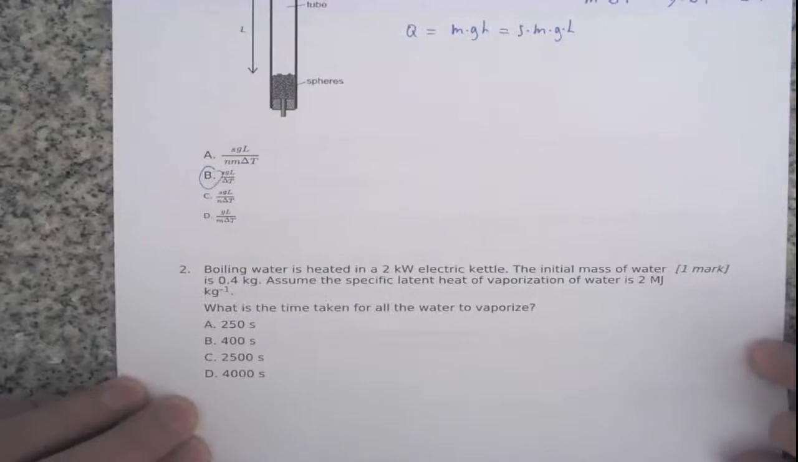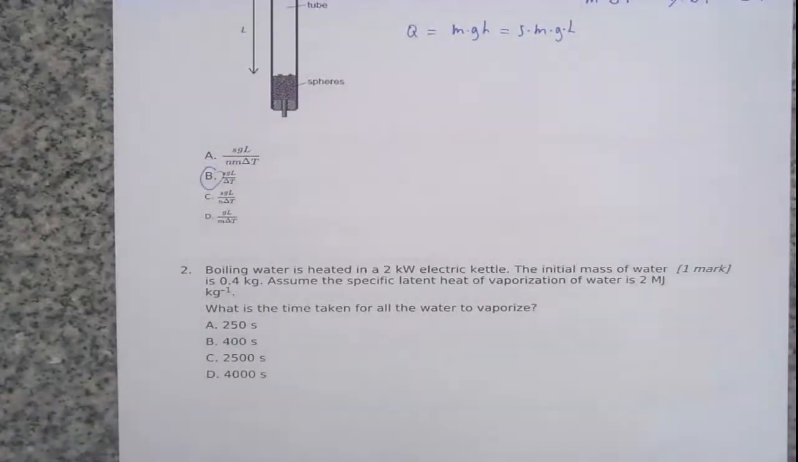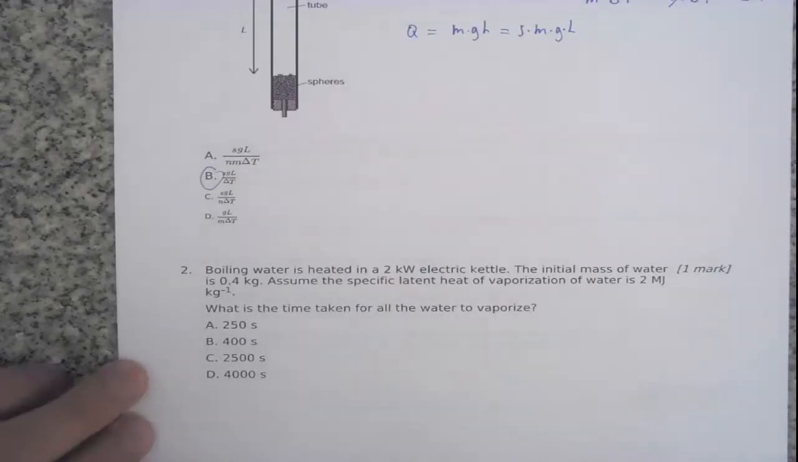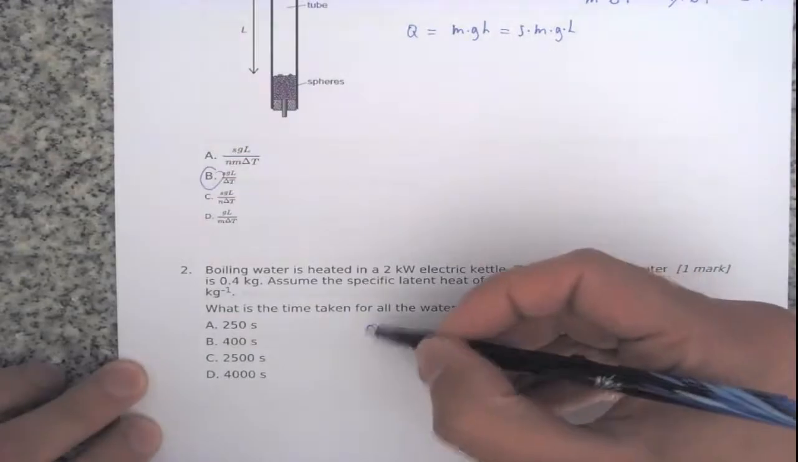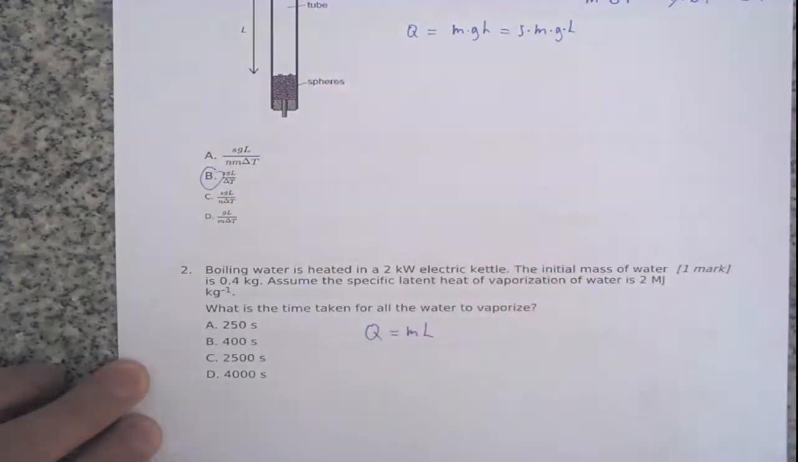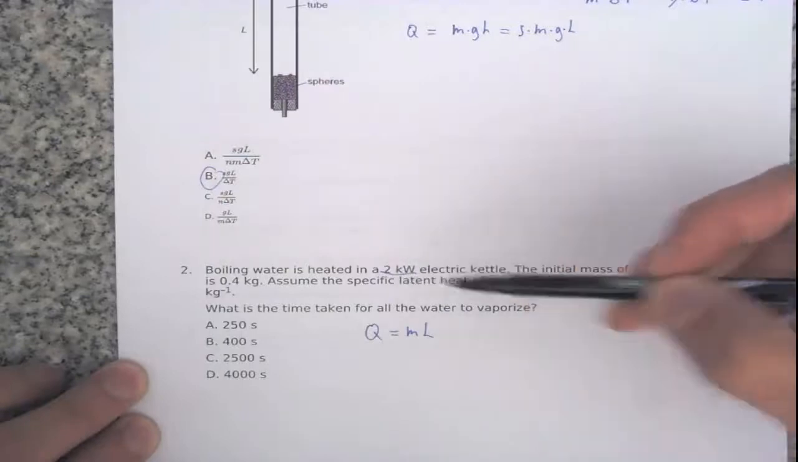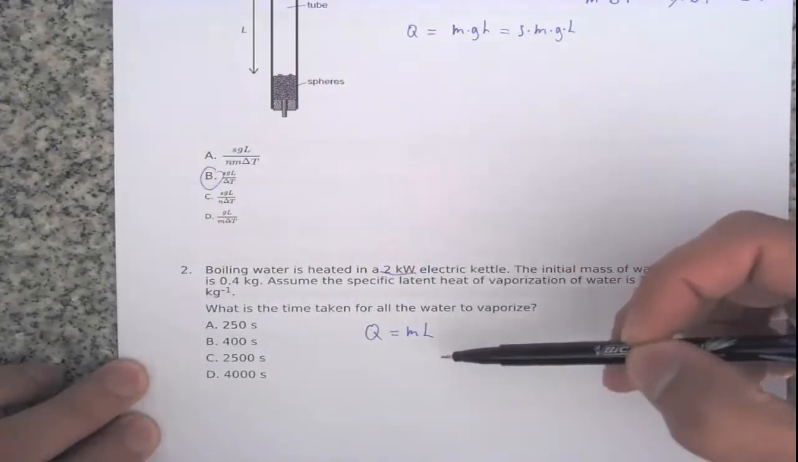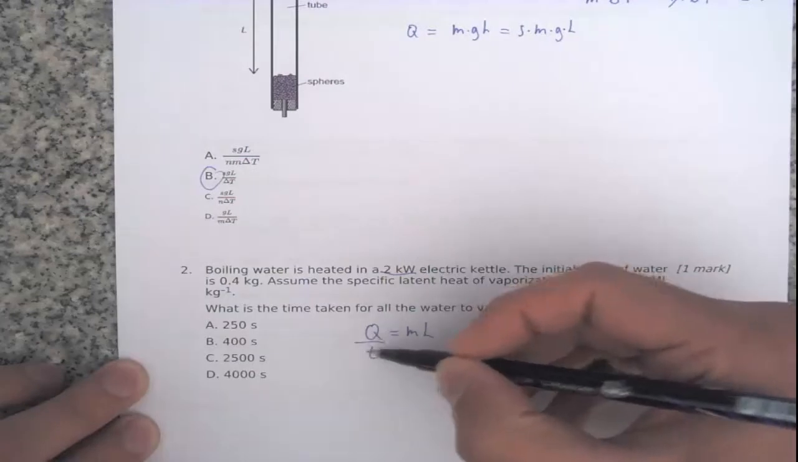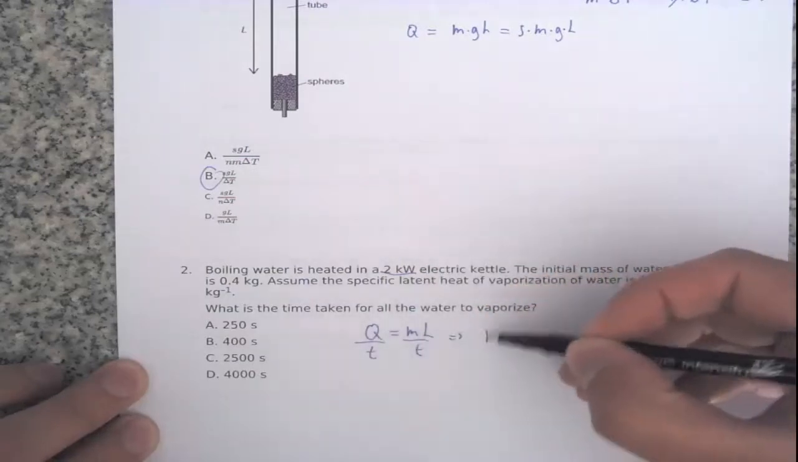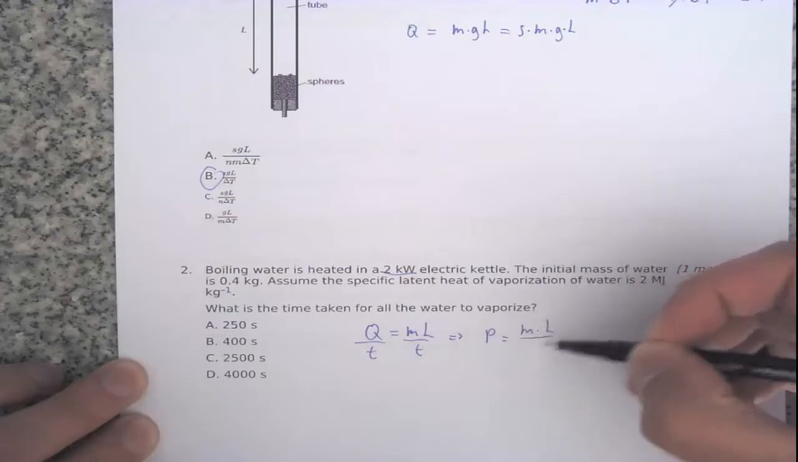For the next one, we have boiling water heated in a 2 kilowatt electric kettle. The initial mass of water is 0.4 kilograms. Assume the specific latent heat of vaporization of water is 2 megajoules per kilogram. What is the time taken for all the water to vaporize? So what we need to do here is work with the formula for the energy transfer in the vaporization situation, like the change in phase, so we don't have any change in temperature. But what I have here is kilowatts, so I have power. I need somehow to involve power. In order to do that, I'm going to divide both sides by t. So I have power is equal to m times L over t.